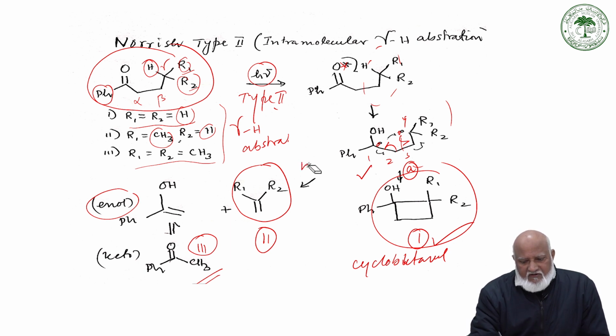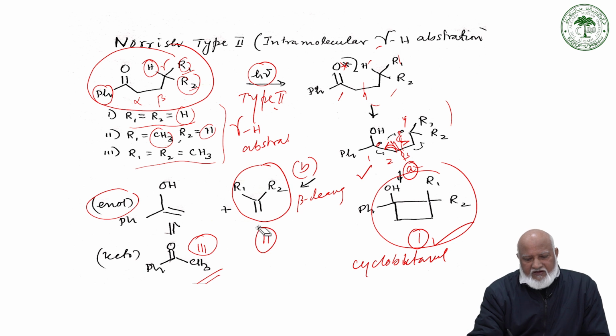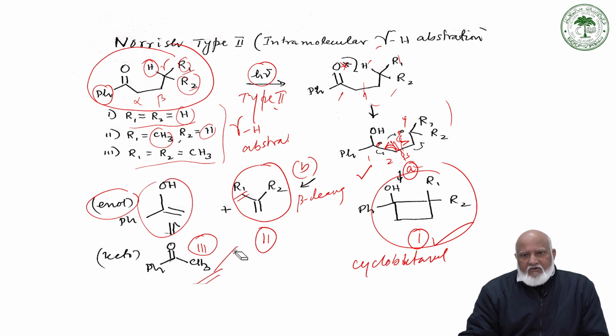The second route, B, is opened by this 1,4 diradical, which decomposes or undergoes fragmentation to give cleavage of this bond. Beta bond cleavage takes place. This is alpha, this is beta. Beta cleavage takes place to give the removal of the alkene moiety R1 and R2, and then the third one is the enol form, which tautomerizes to the more stable form.